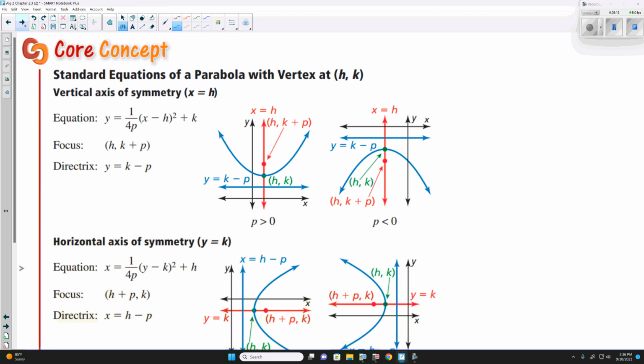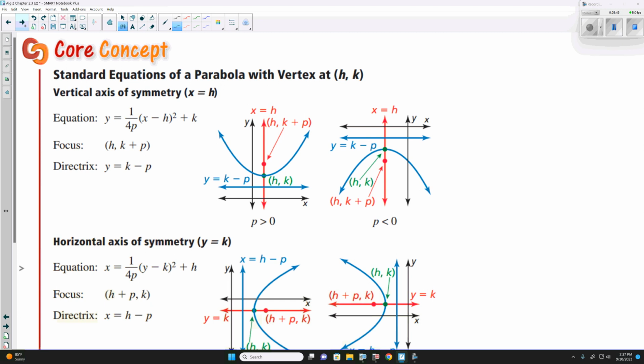Now, one piece that is new is the focus. The focus is the point h comma k plus p. That piece of information is new. And the directrix is the equation y is equal to k minus p. So the focus and directrix are new, and so is our 1 over 4p.